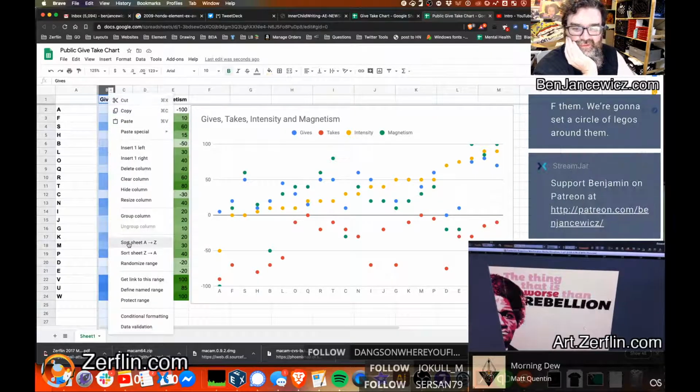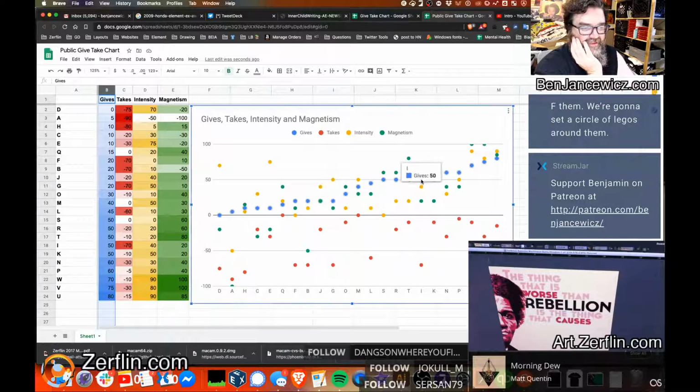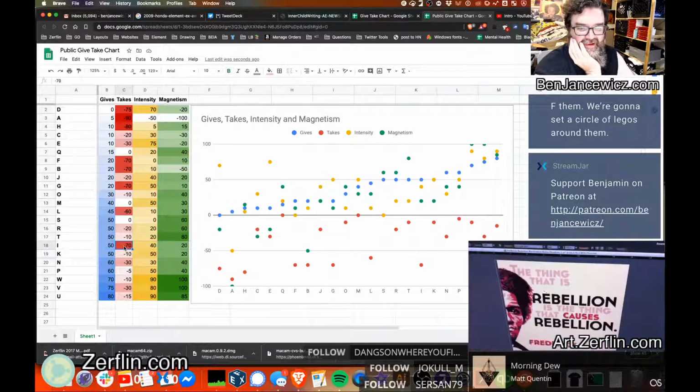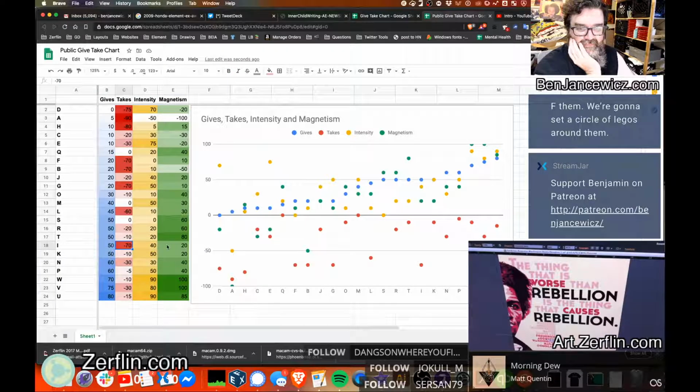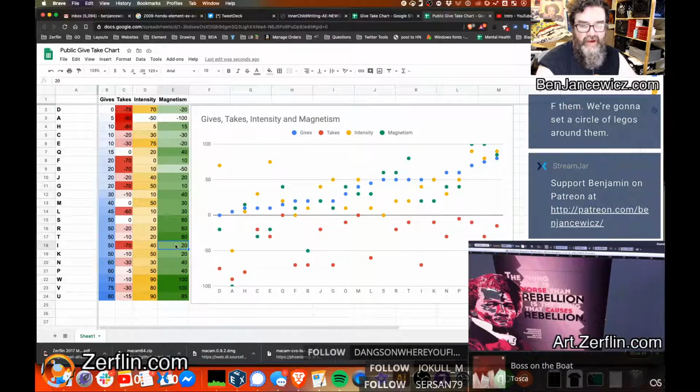So here you can also sort by how much people give, and you can see the chart changes a little bit. And there's some people who give a ton. So like this person here, they give a ton, but they also take a ton. But because their magnetism is kind of low, I'm probably gonna give them a little less, right? Because I'm just not as attracted to them. Not in a romantic way.